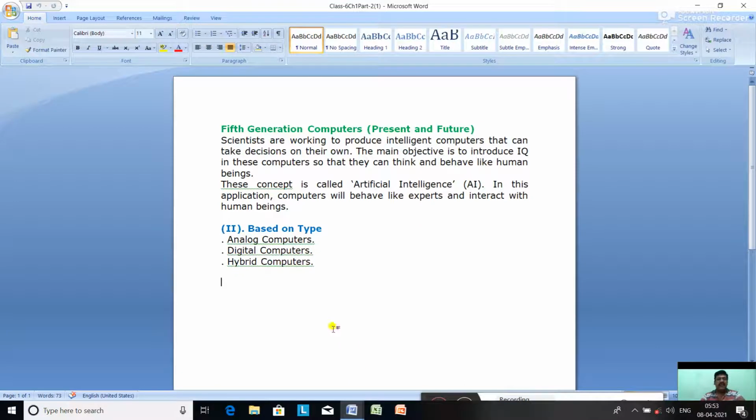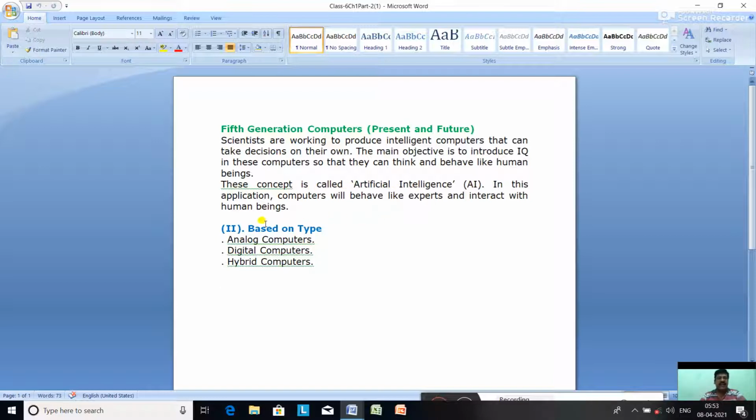Alright. Now, fifth generation of computer. The present computer and the future computer belong to fifth generation of computer. Scientists are working to produce intelligent computers that can take decisions on their own. These computers will take decisions on their own without our help. The main objective is to introduce IQ in these computers so that they can think and behave like human beings. So no need to learn any commands or any language. Just you give the order to the computer and they will obey. This concept is called artificial intelligence, AI.